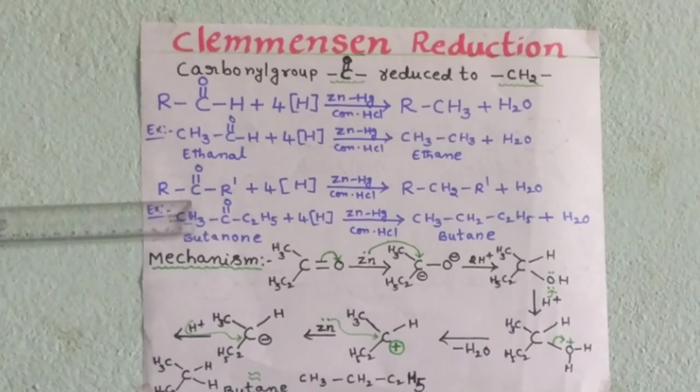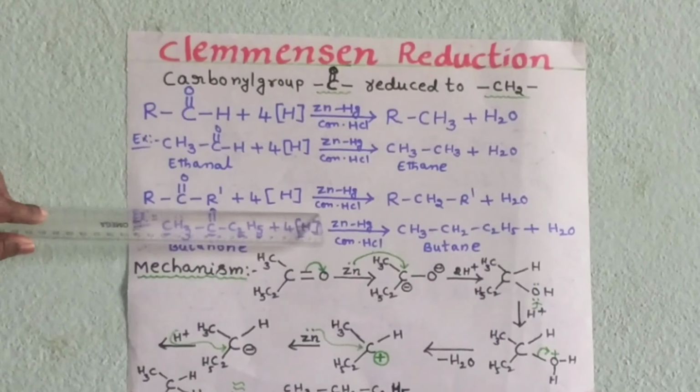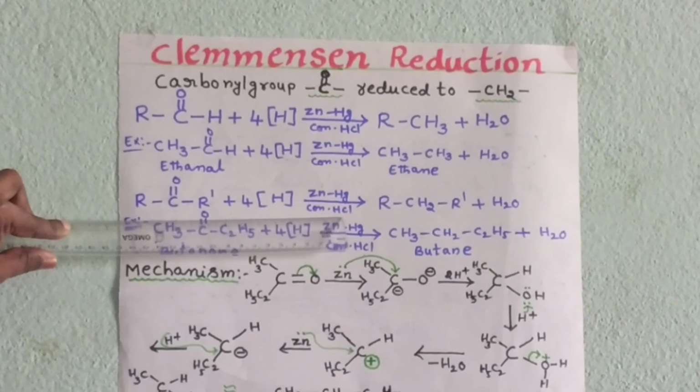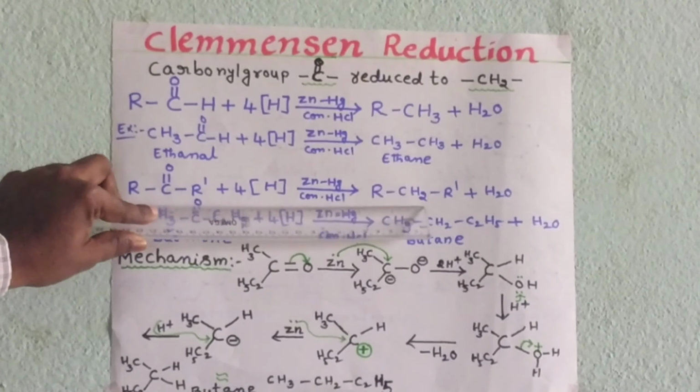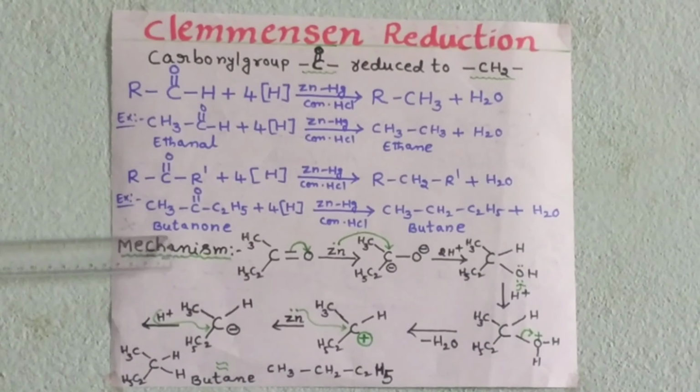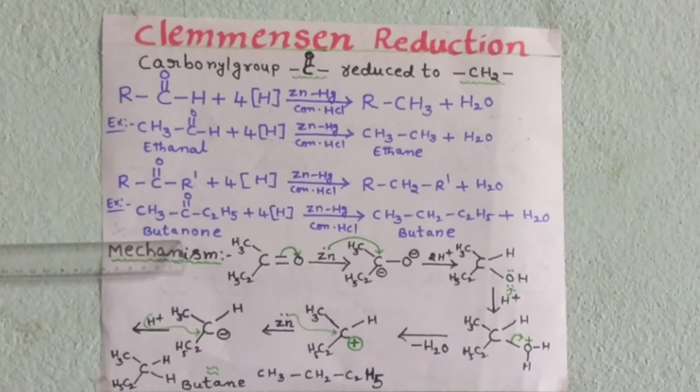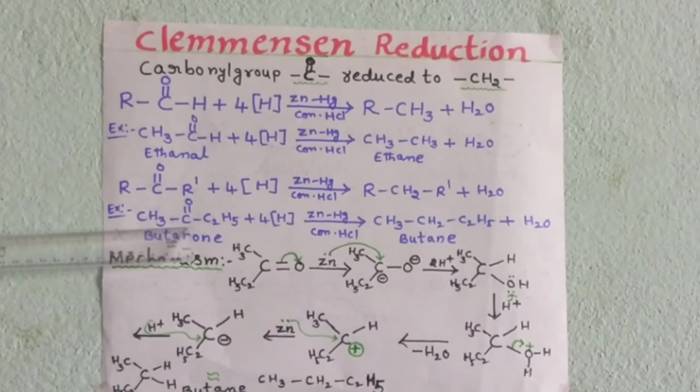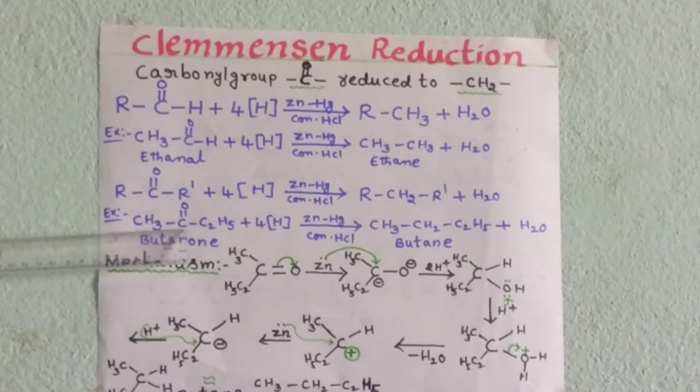Similarly, we can take ketone here. When ketone undergoes reduction in the presence of zinc amalgam and concentrated hydrochloric acid, it forms alkanes. For example, butanone, which can also be named 2-butanone because the carbonyl group is present at the second carbon. So its name is 2-butanone or butan-2-one. That will react with 4 moles of hydrogen atoms in the presence of zinc amalgam and concentrated hydrochloric acid to form butane and water as final products.